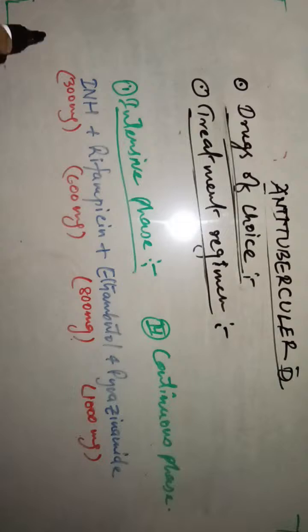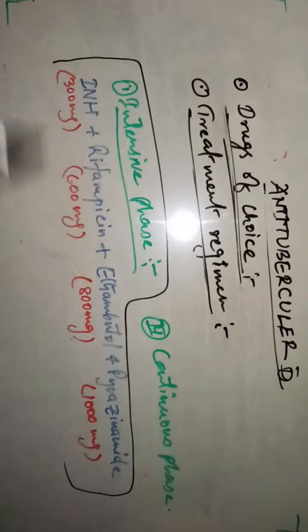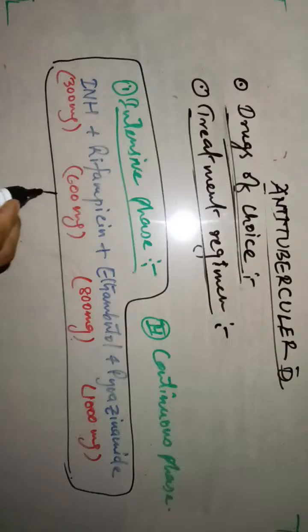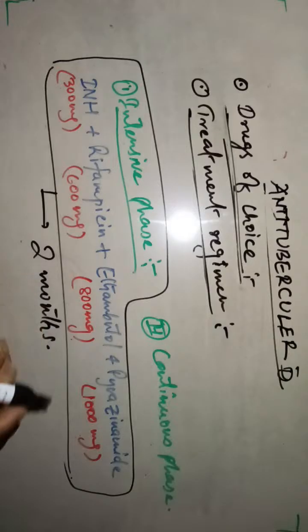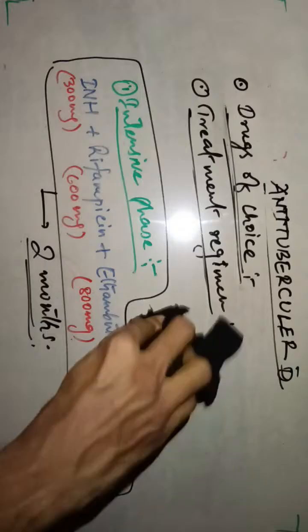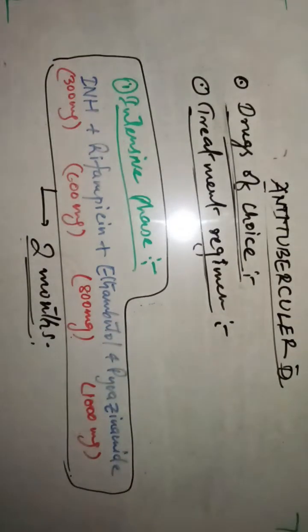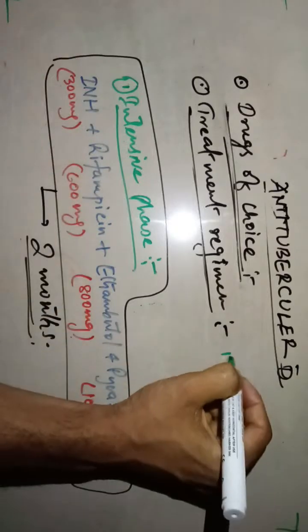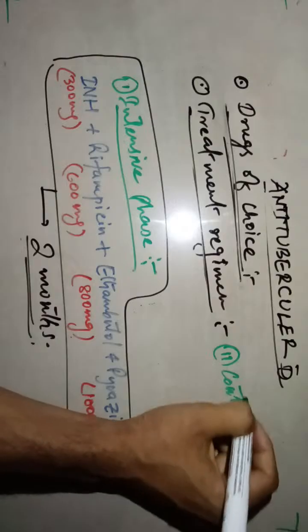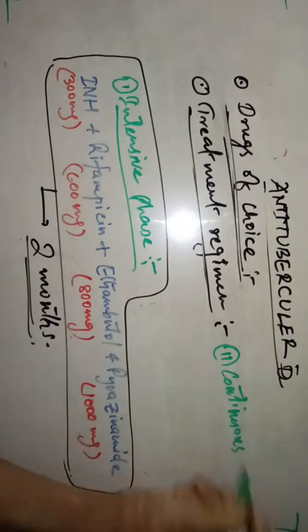The intensive phase treatment is given for continuous 2 months. The next treatment is given for 4 to 5 months. That is called the continuous phase. Let me write on that side. This is the first phase. This is the second phase. It is called the continuous phase.